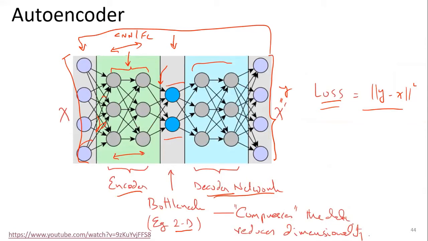You get the idea that we're going to compare it with the original data, and that's how we're going to calculate the loss. Once you've calculated the loss, we'll use the traditional backpropagation algorithms to calculate the gradients, and that's how we'll train. So far, is this supervised or unsupervised?